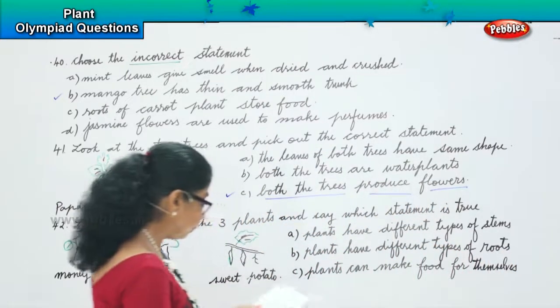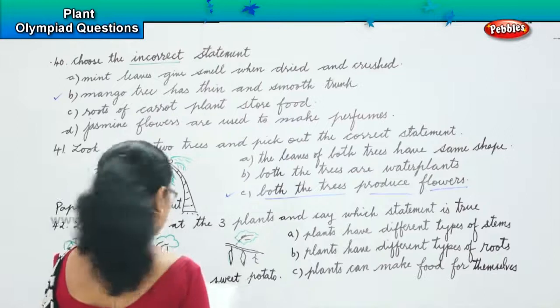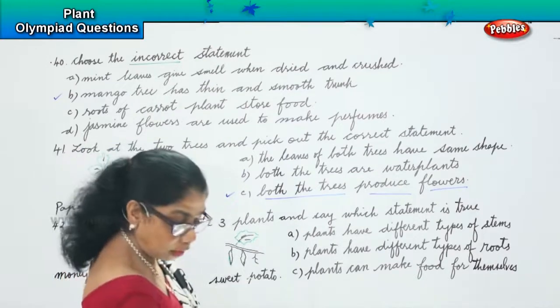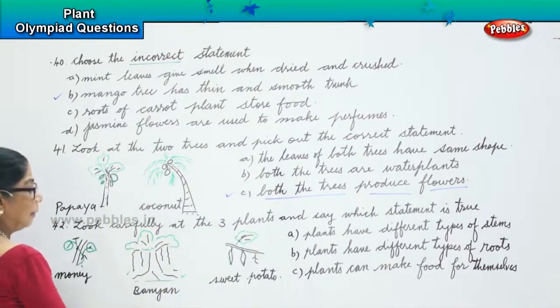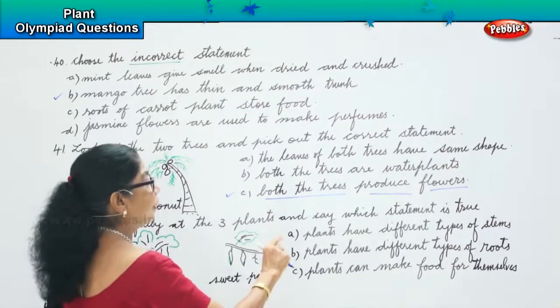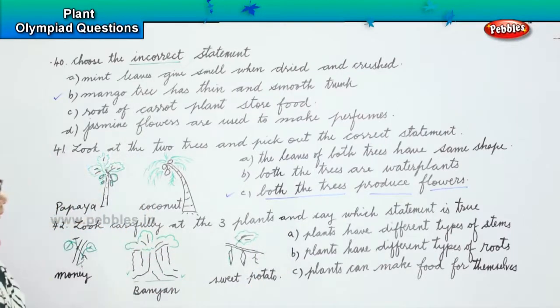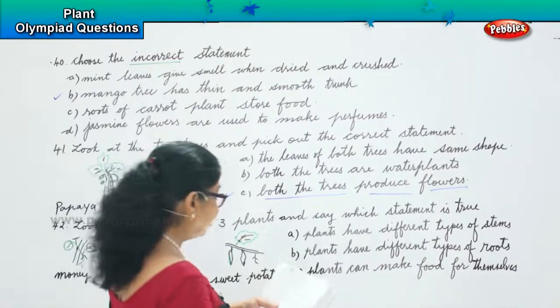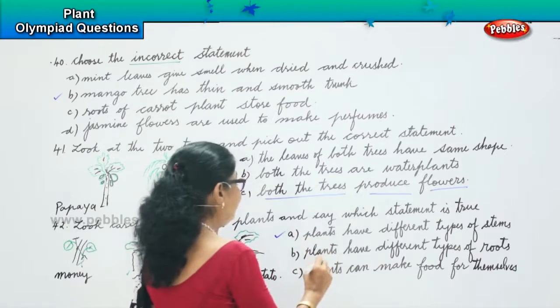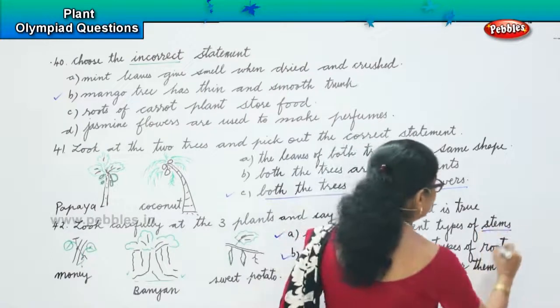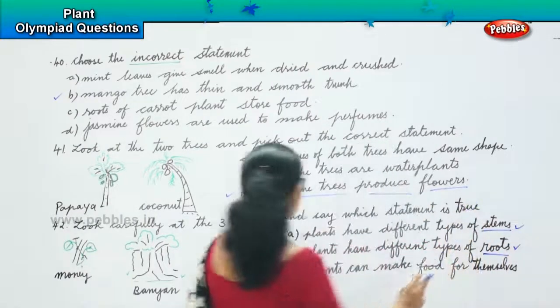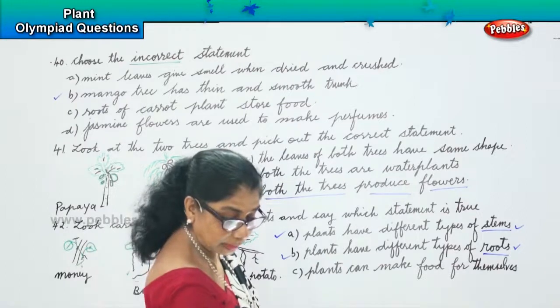Okay. So now we are asked to find out which option is correct. Look carefully at the three plants, money plant, banyan, sweet potato. Now, plants have different types of stems, plants have different types of roots, plants can make food for themselves. So which is the option correct? Plants have different types of stems. One, plants have different types of roots. So these two are the correct statements for the last question.